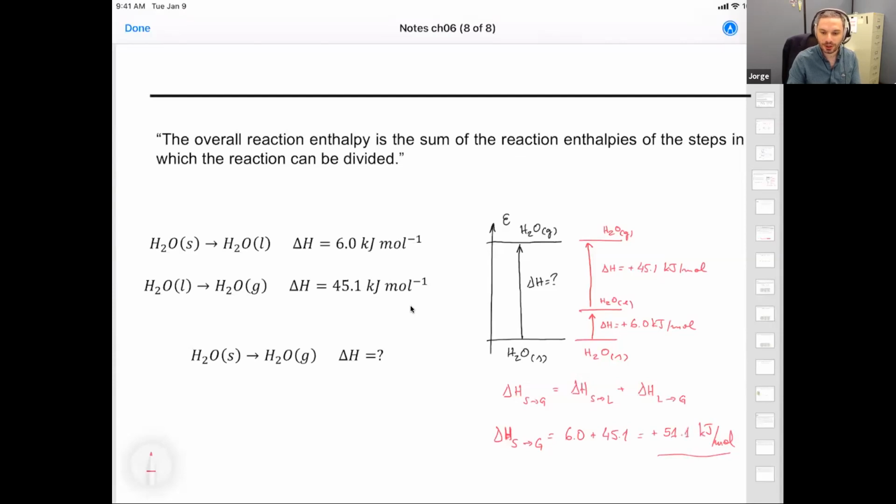A delta H of 51.1 kilojoules per mole for this specific reaction means that for each mole of water in the solid state moving directly to the gas state, we have to provide 51.1 kilojoules per mole to the system for the reaction to happen, okay? So therefore, we in the future will correlate amount of energy with amount of reagent or amount of product.